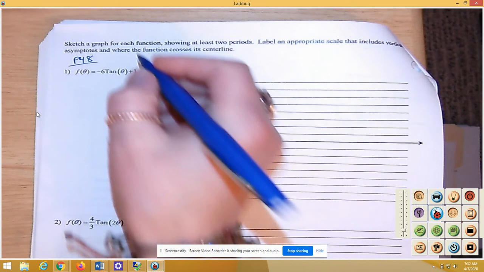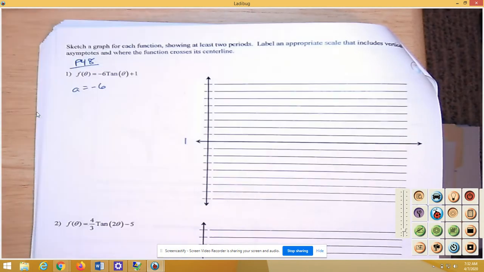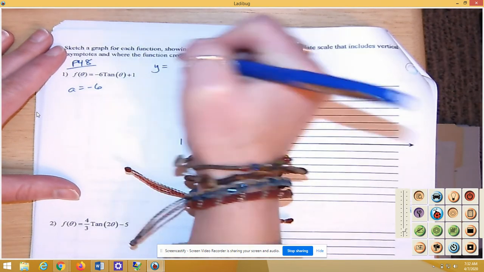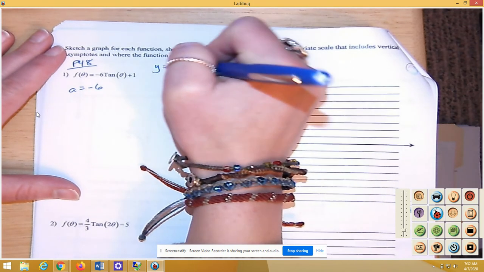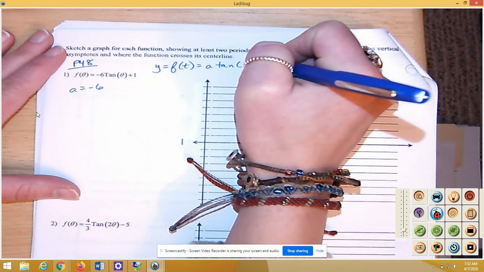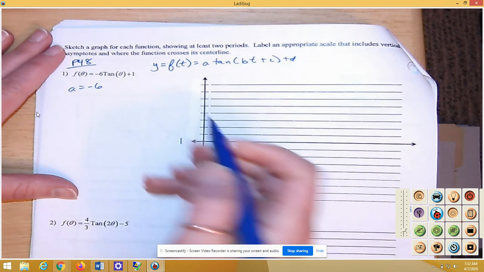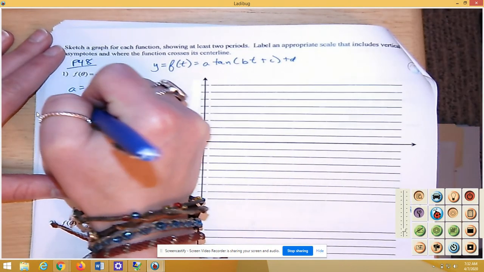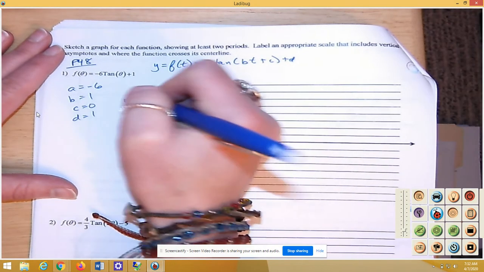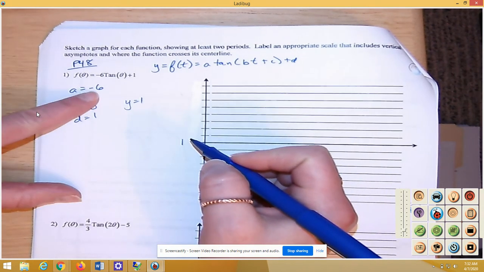All right, so what I'd like to do here is start with the 1. My center line here would be at 1. So a equals negative 6. And if you need the refresher, we can write it up top: y, or f of t if you prefer, equals a times the tangent of bt plus c, plus d. So a was negative 6, b was 1, c is 0, and d equals 1. So that's where I'm getting the 1 here. Your midline is going to be the equation y equals 1. And the fact that this is negative means that it will be inverted.